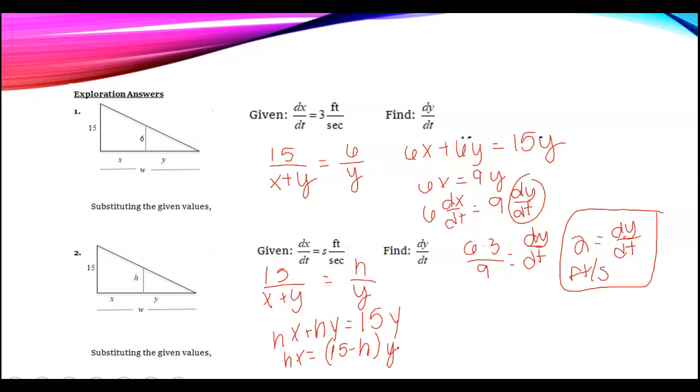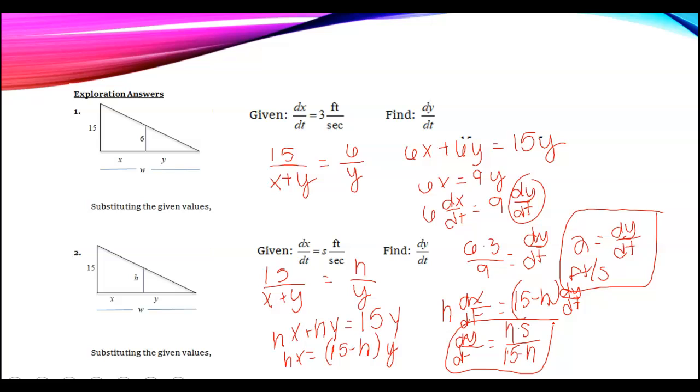Remember, h is just a constant. So it's h dx dt equals 15 minus h dy dt. And then you'd get dy dt equals hs, because s is the units for dx dt, divided by 15 minus h. And that's the generic version of this. In the next part, they might tell you numbers, like hey, h is 11, what is s? You would work backwards to come up with a proportionality statement.